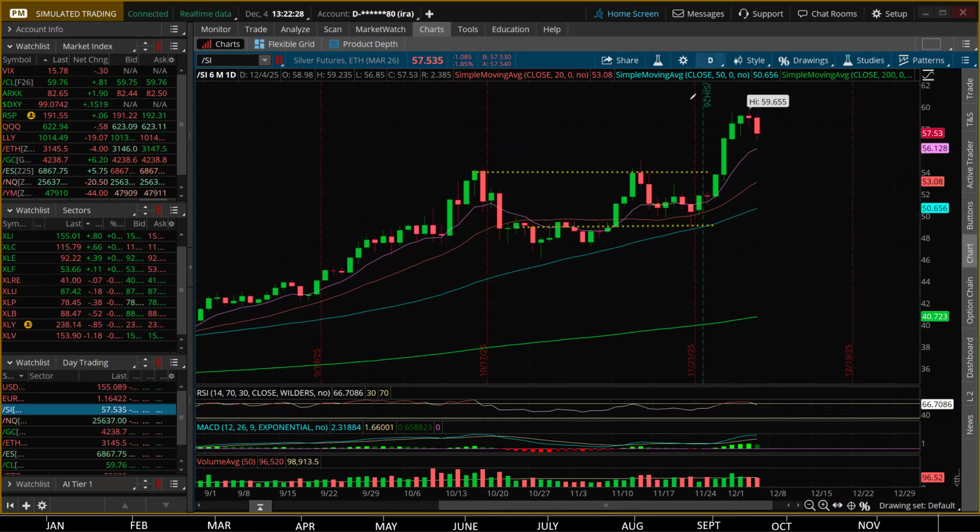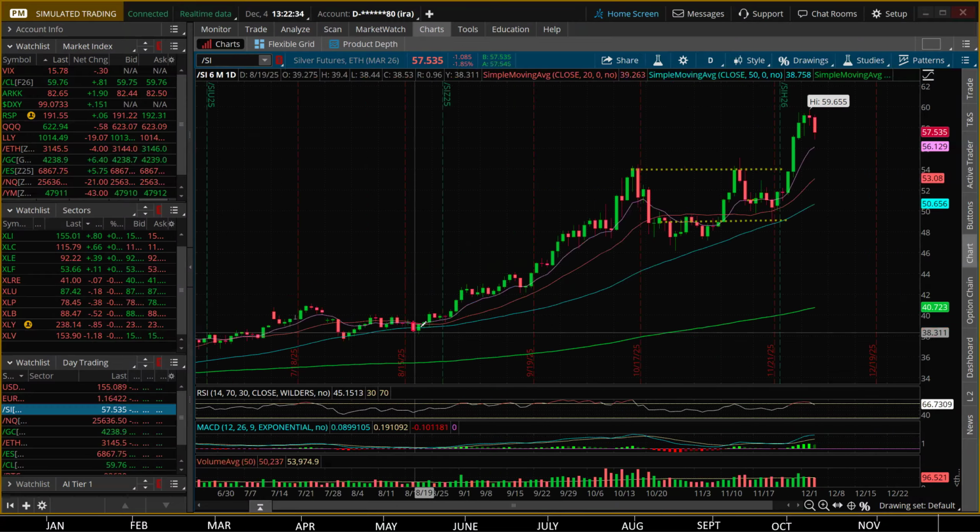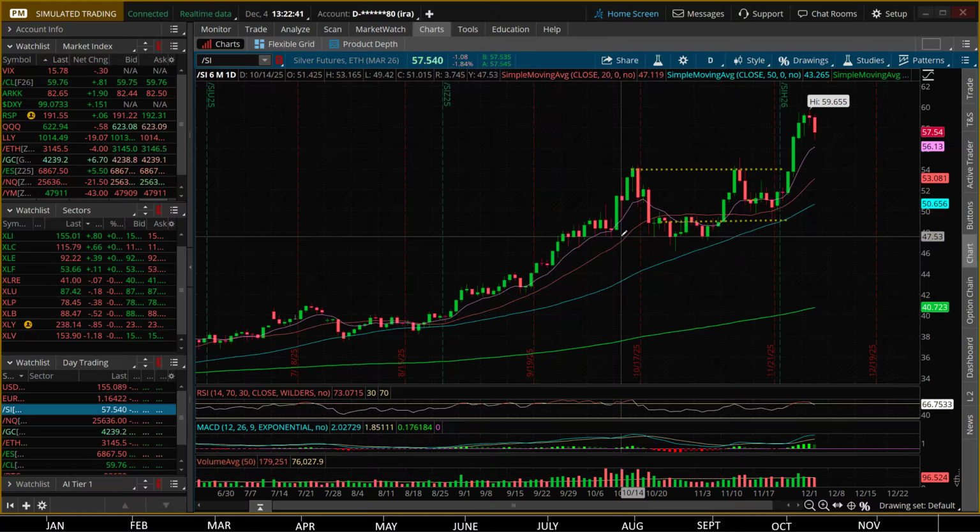When was the last time we had a power move of 7 days without some degree of consolidation? Go look at the previous trend. 1, 2, 3, 4, 5, 6, 7, 8, 9 days, consolidation. 1, 2, 3, 4, 5, 6, 7, 8, 9 days, consolidation. 1, 2, 3, 4, 5 days, pullback.